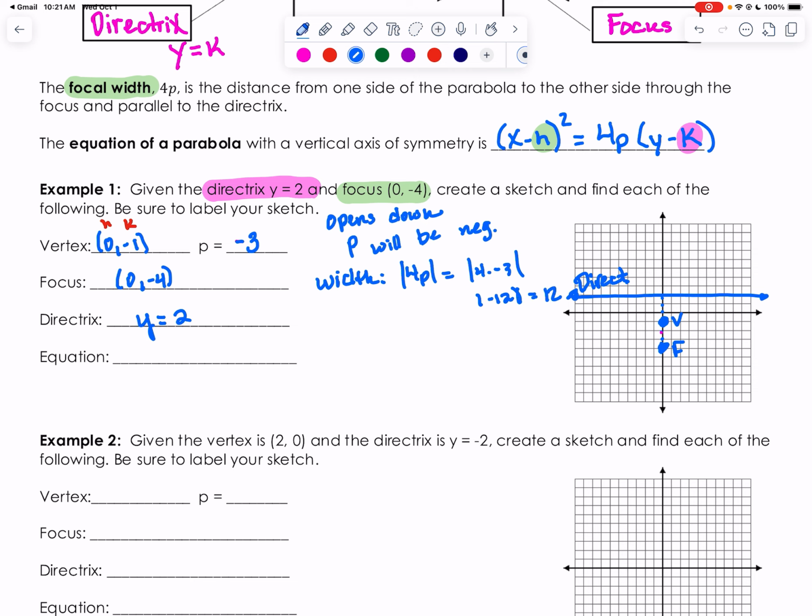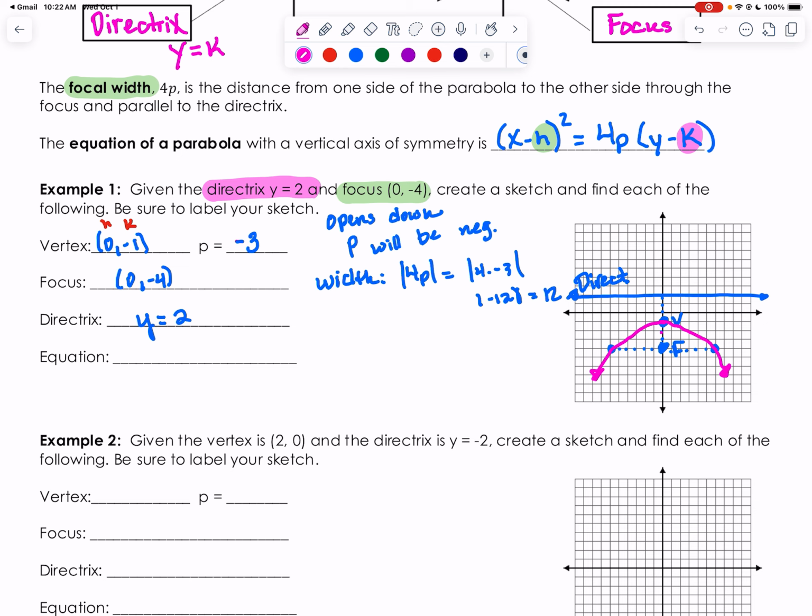So from the focus, I want to go 6 units in either direction. So 1, 2, 3, 4, 5, 6. And 1, 2, 3, 4, 5, 6. All right, so the total width of that parabola, if you counted it, would be 6 + 6, or 12 units. All right, once you know the width, now you can just connect all these points in a smooth U-shaped curve. Kind of hard to do on my iPad. I'll do the best I can. And there's our parabola.